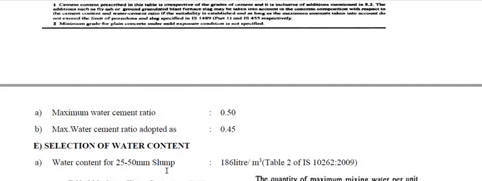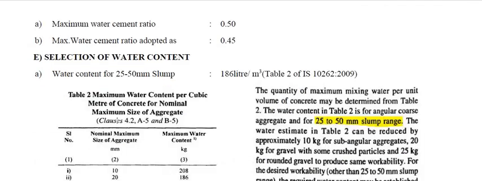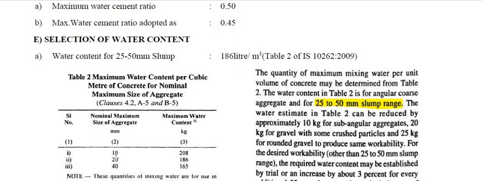Next one is selection of water content. From Table 2 of IS 10262, the maximum water content for the 20 mm aggregate is 186 liters or kg per meter cube. Then, from Clause 4.2 of the same code book, it is mentioned that this Table 2 is for angular coarse aggregate and for the 25 to 50 mm slump range only.